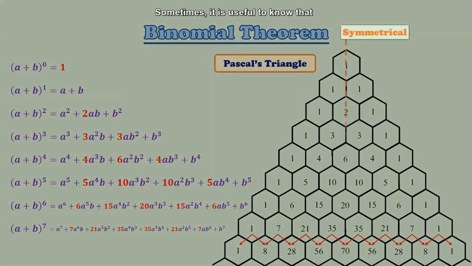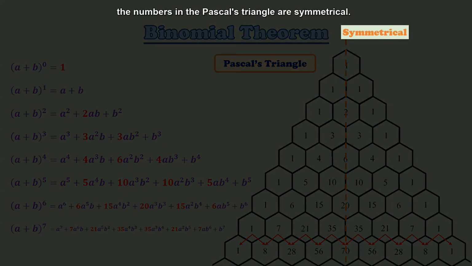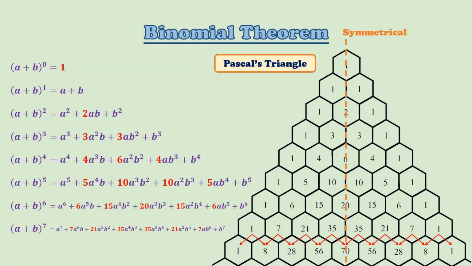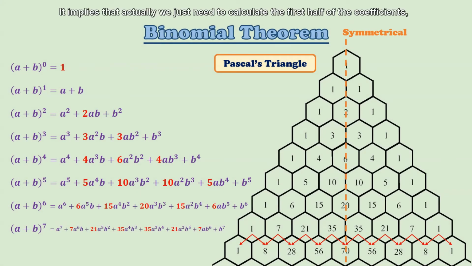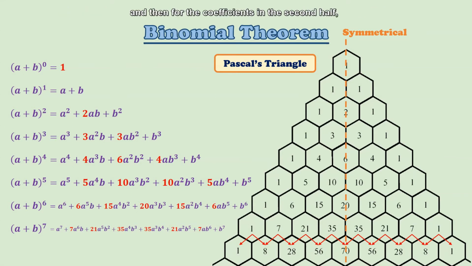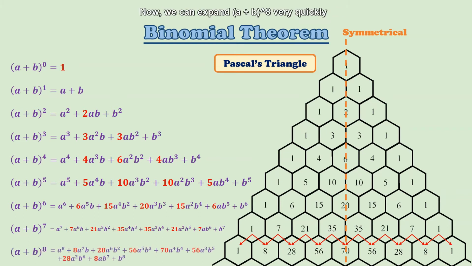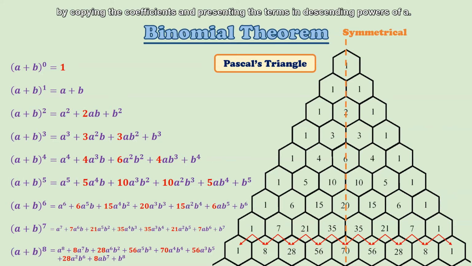Sometimes it is useful to know that the numbers in the Pascal's triangle are symmetrical. It implies that actually we just need to calculate the first half of the coefficients, and then the coefficients in the second half are just the same as the ones in the first half. Now we can expand (a+b)^8 very quickly by copying the coefficients and presenting the terms in descending powers of a.